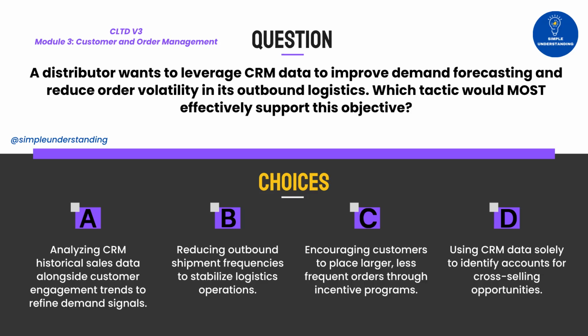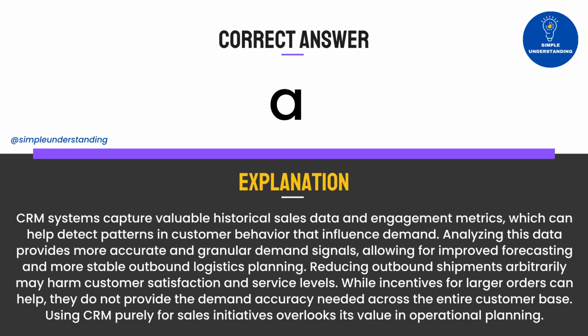B. Reducing outbound shipment frequencies to stabilize logistics operations. C. Encouraging customers to place larger, less frequent orders through incentive programs. D. Using CRM data solely to identify accounts for cross-selling opportunities. Correct answer: A. Detailed explanation.